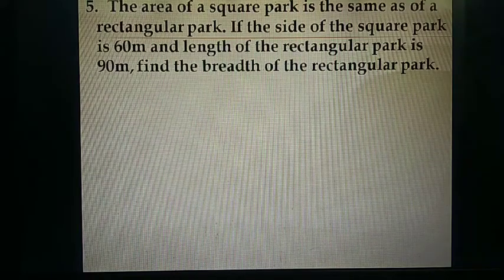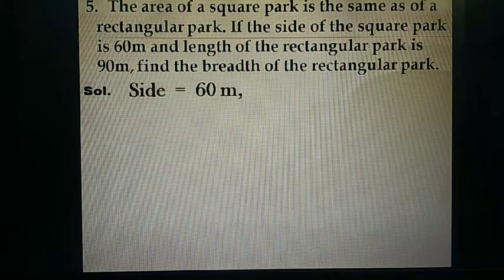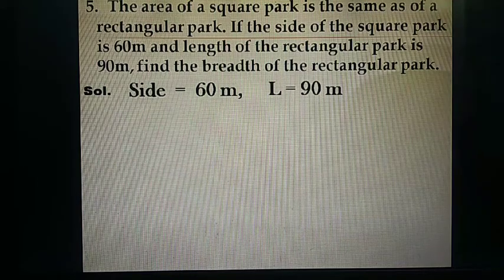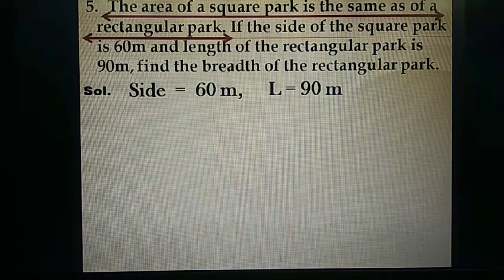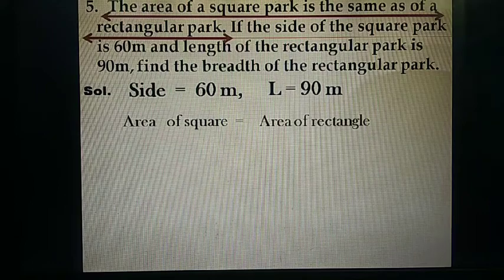Question number 5. The area of a square park is the same as of a rectangular park. If the side of a square park is 60 meter and the length of the rectangular park is 90 meter, find the breadth of the rectangular park. Here, it's given that side of a square is 60 meter, length of a rectangular park is 90 and breadth is missing. On the very first line, it's given that area of a square park is same as area of a rectangular park. It means area of both the parks are equal.